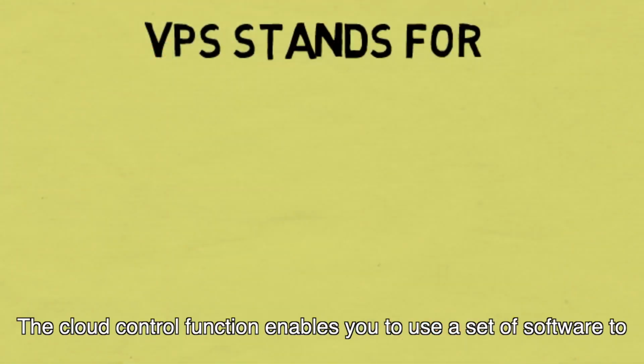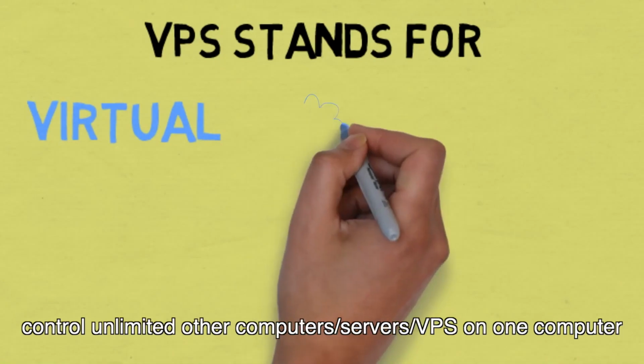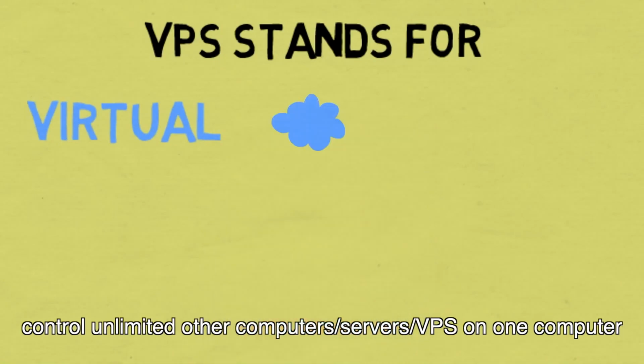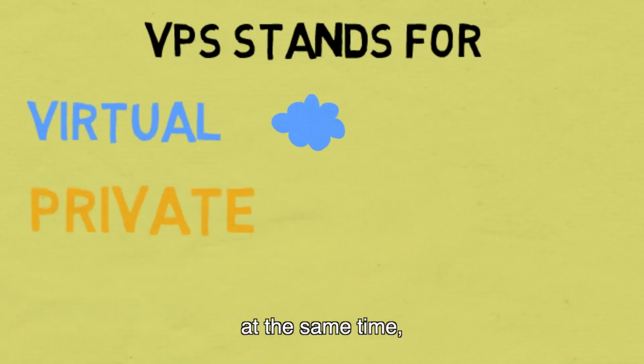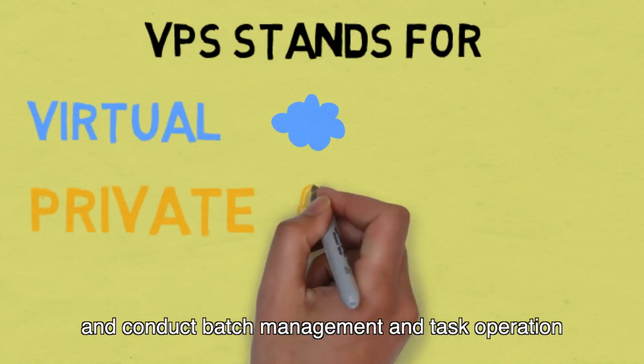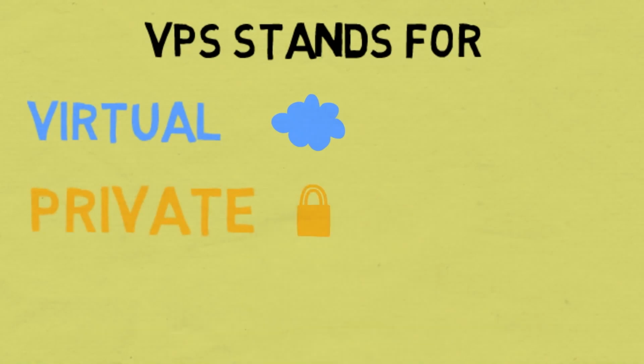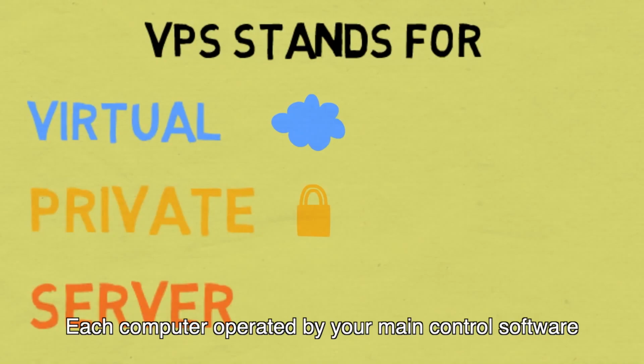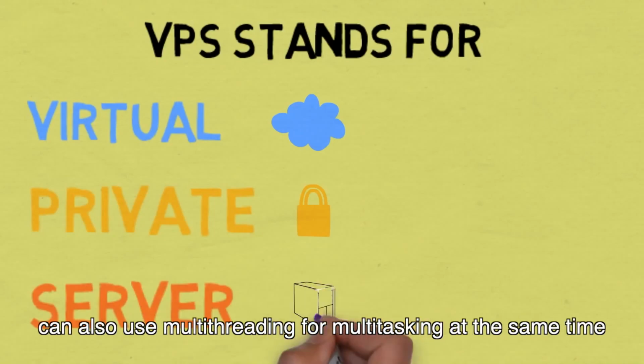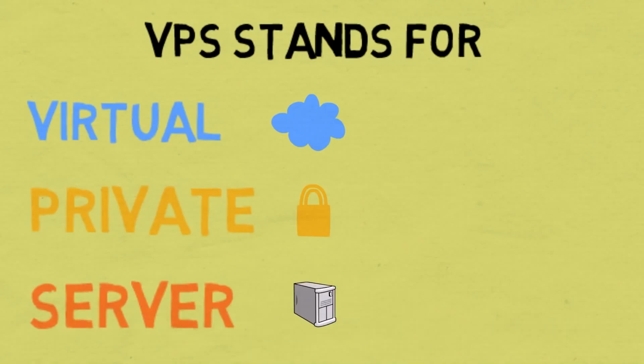The cloud control function enables you to use a set of software to control unlimited other computers, servers, and VPS on one computer at the same time, and conduct batch management and task operation. Each computer operated by your main control software can also use multi-threading for multitasking at the same time.